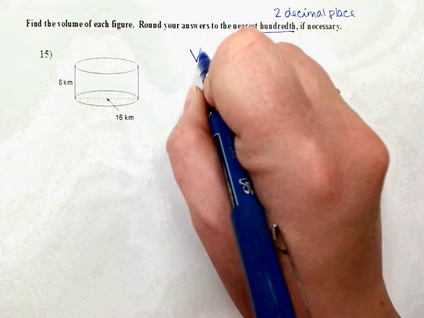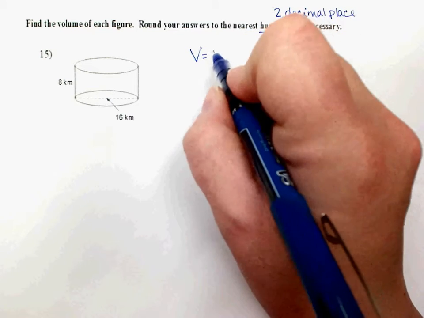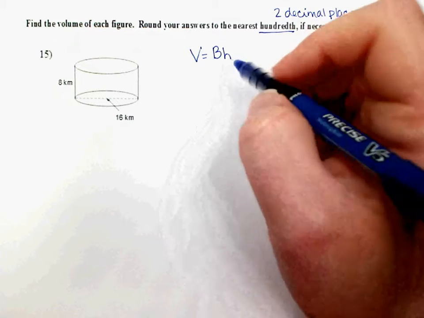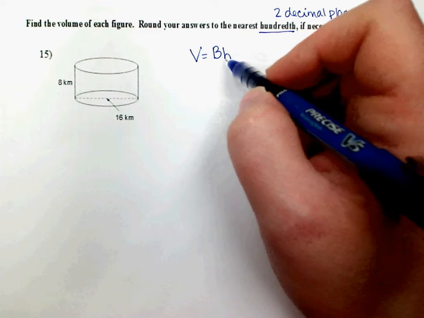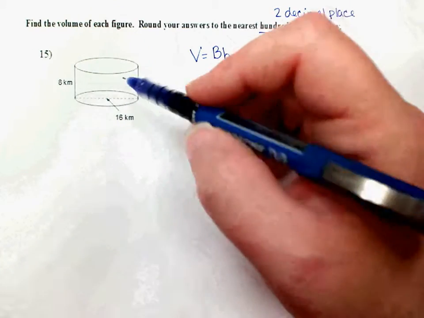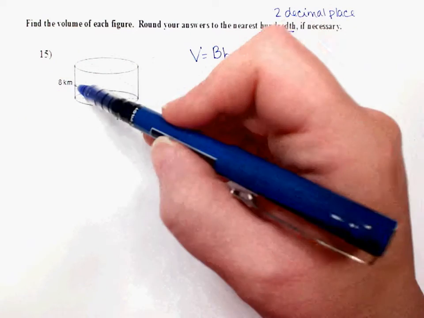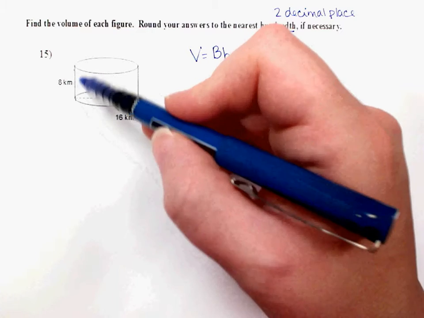So when we find the volume, we do it just like we do for prisms. We multiply the base area times the height of the prism. And remember, the height is the distance between the 2 bases. Our bases in a cylinder are the circles, the parallel circles. The height is always the distance between those circular bases.